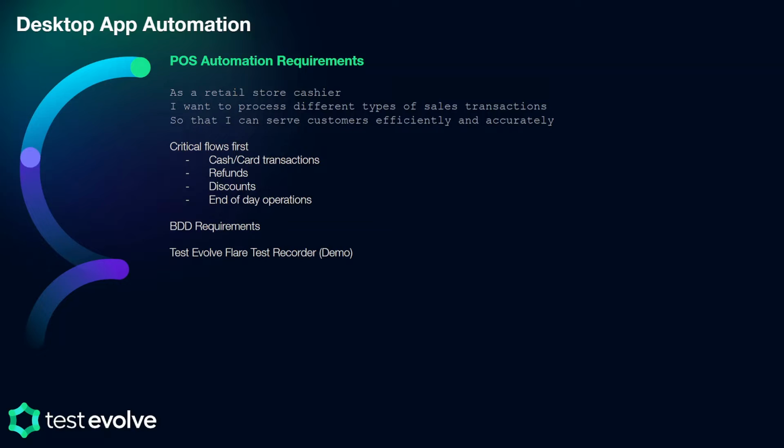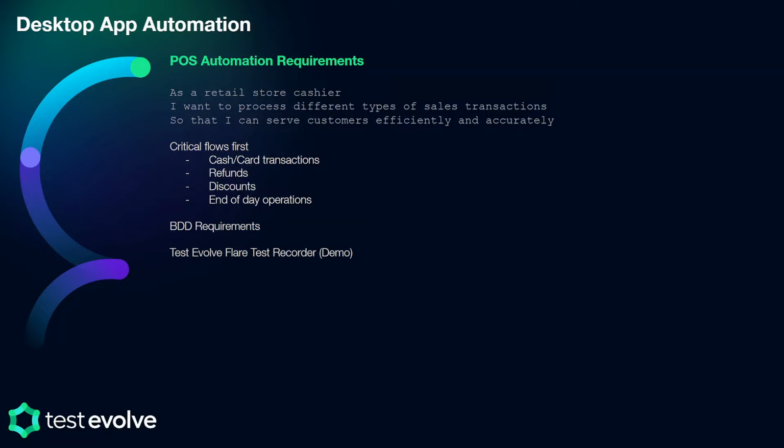We've got an example of one here. It's a very basic one. It's the one we'll be using today. But as a retail store cashier, I want to process different types of sales transactions so that I can serve customers efficiently and accurately. So this would be a really common requirement. Different types of sales transactions, obviously that is going to look at cash and card transactions, possibly vouchers.